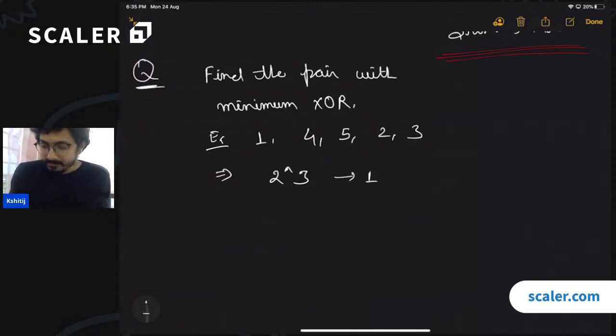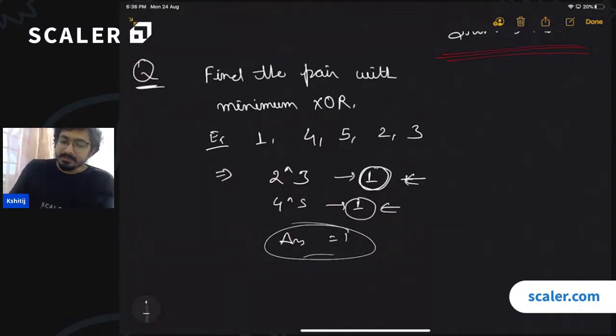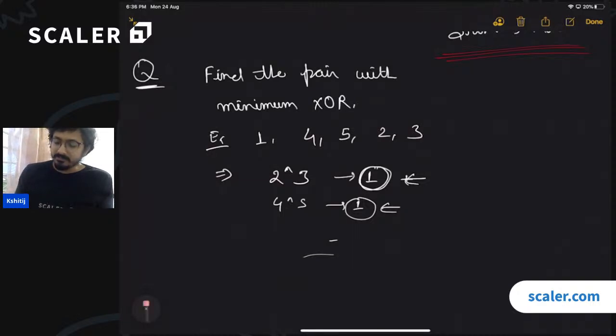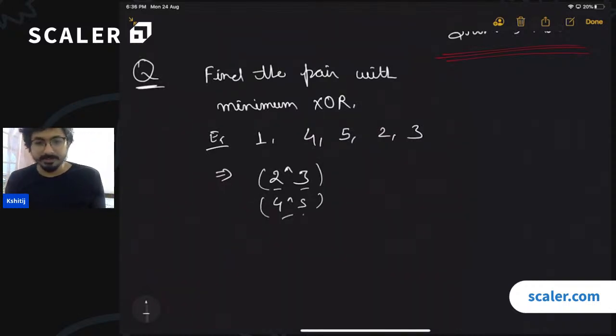XOR of 4 and 5 is also 1, correct. So that can also be an answer, but you have to return this value. So this value remains the same in both cases, right? So the answer here is going to be 1. Let us say you can return any of the available answers, so any of these two will be the answer. Let us not return the value; let us return the pair. So any of these two will be the answer.